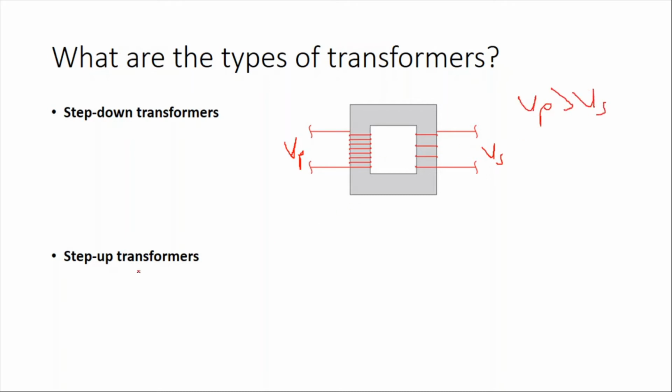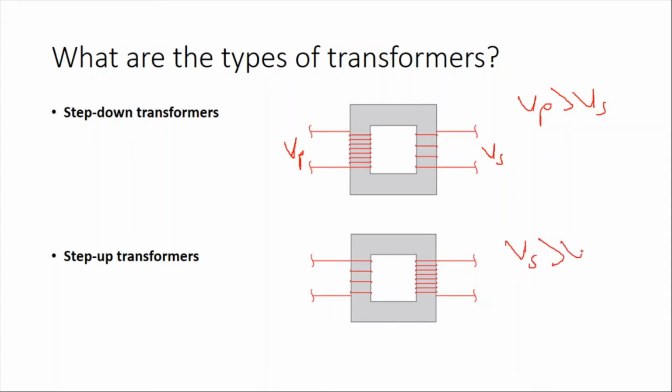Voltage is dropped. In step up transformers, on the other hand, the number of turns in the secondary coil is bigger than the number of turns in the primary coil, and this increases the voltage. This is step up. So V secondary is bigger than V primary.